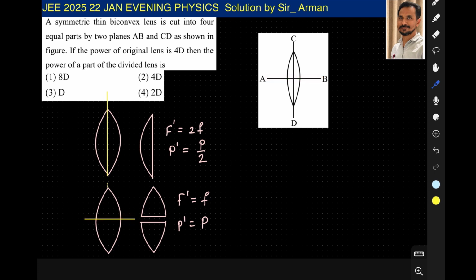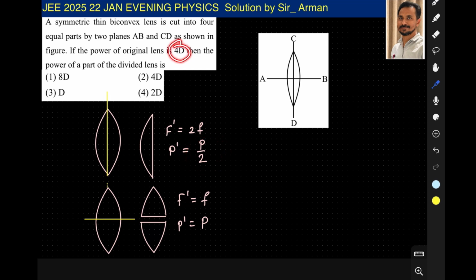Remember this. There is no change in the focal length when you cut the lens horizontally. Okay, so here you are cutting first vertically. So new power will be P by 2, because the focal length becomes double, right? But when you cut it horizontally, there is no change in the power and there is no change in the focal length. So the net power of this fourth part of the lens is P by 2.